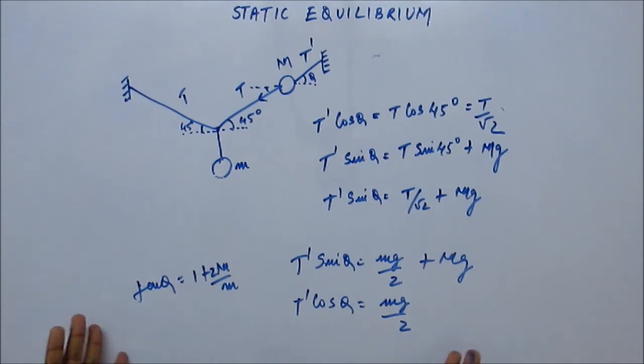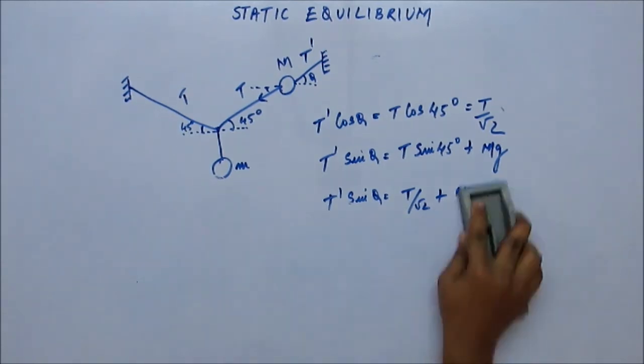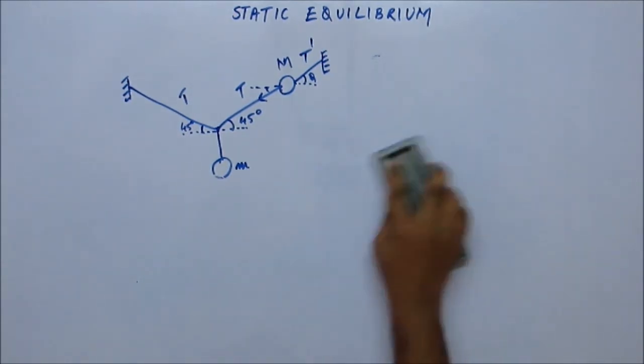Okay, so you can see in each and every problem we are doing the same thing over and over again. What we are doing is we are writing the equation of equilibrium in horizontal and vertical direction. That's it. That's what we are doing. So it is very basic maths that we are dealing with.